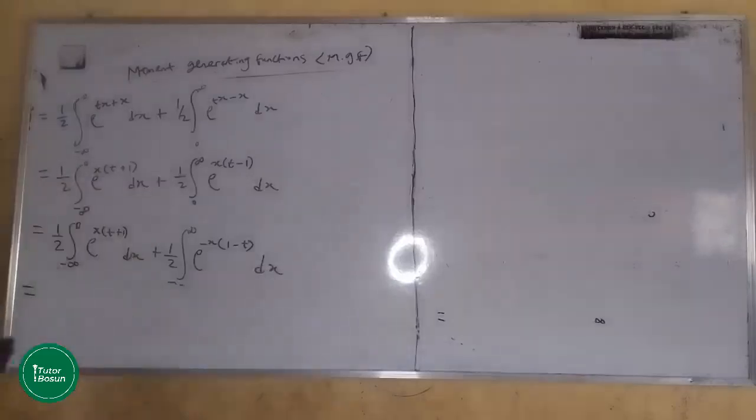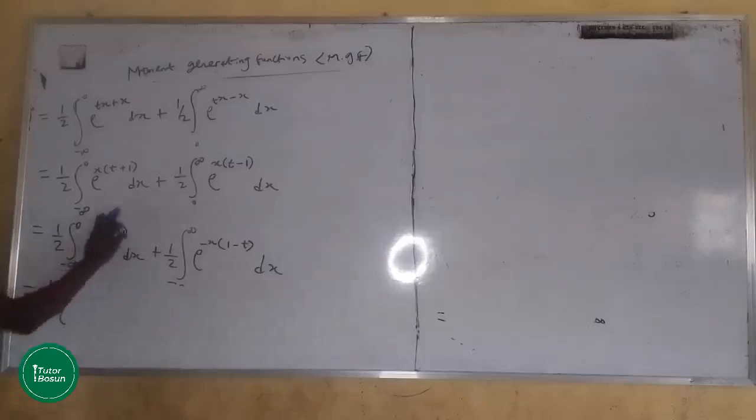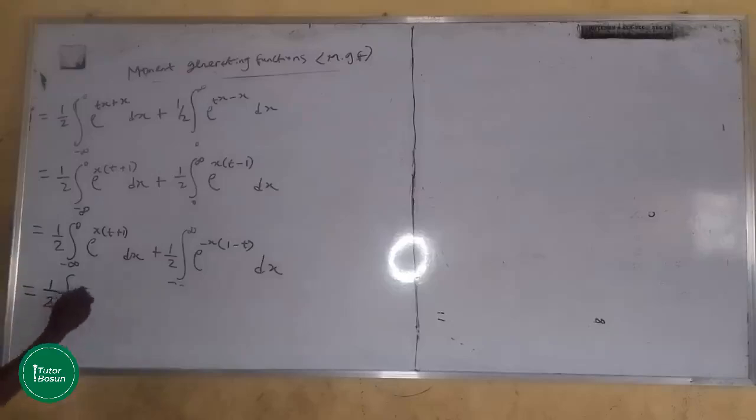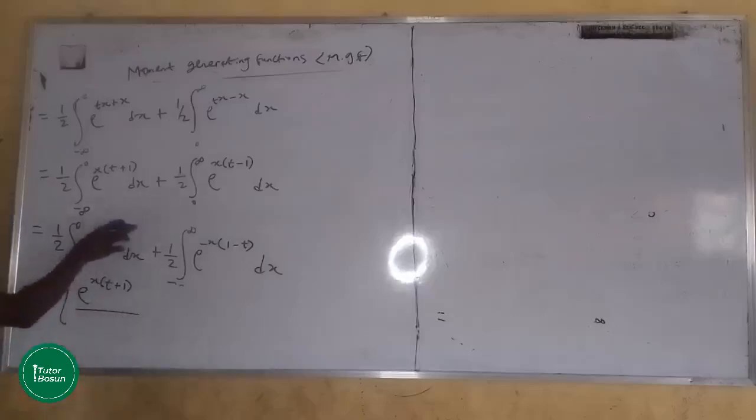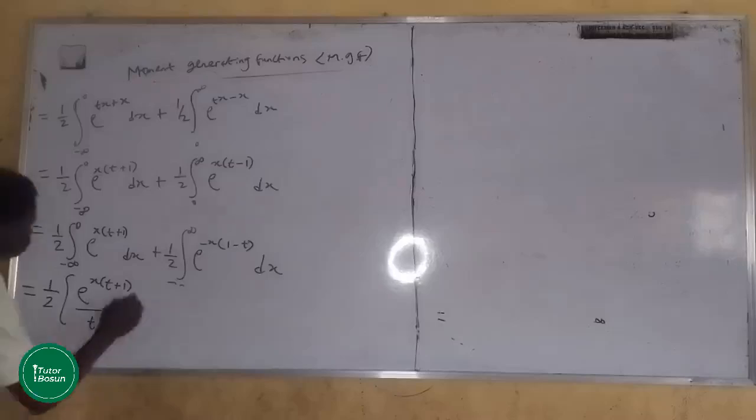Integrating this, we have 1 over 2 into, we differentiate the index. After differentiating the index, we divide it by the result. We have exponential x into t plus 1 over, if we differentiate everything here with respect to x, we have t plus 1. So we are left with t plus 1.